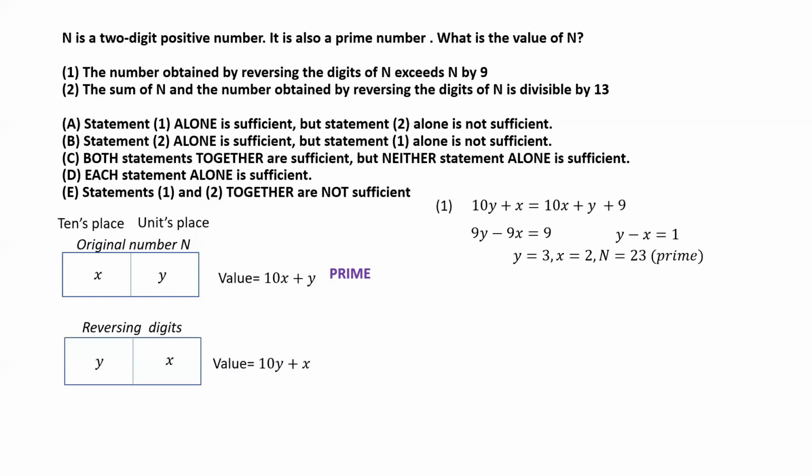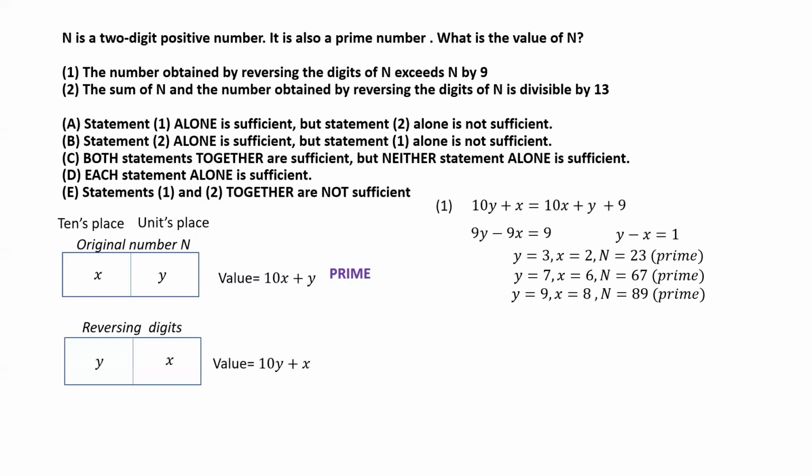But this is not the only prime number which satisfies the derived condition from statement 1, which is y minus x is equal to 1. There are other prime numbers as well, and these are some examples. If y equal to 7, x equal to 6, we get n equal to 67. That's a prime number as well. And then we have one more, y equal to 9, x equal to 8, which makes the number 89, which is also prime. So statement 1 by itself doesn't uniquely specify a particular value of the original number n.